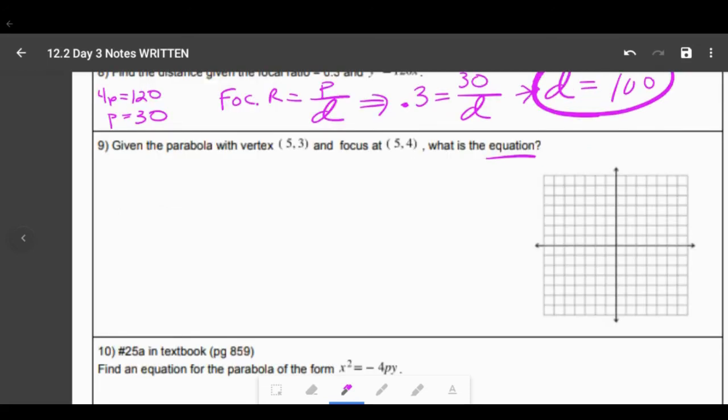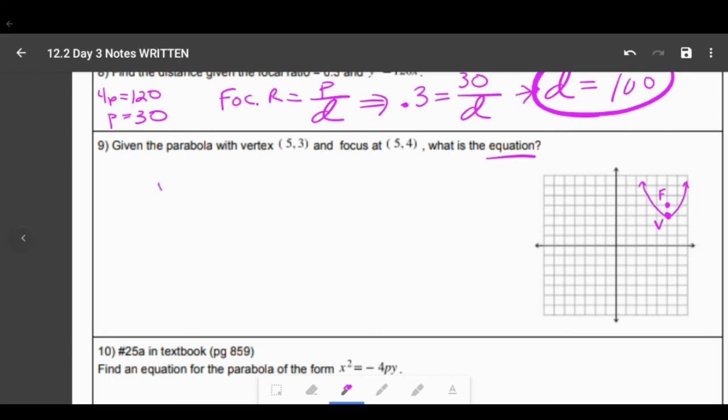Okay. So what I would do first thing is plot what you know. When in doubt, draw it out. So if I go out 1, 2, 3, 4, 5, and 1, 2, 3, and put my vertex right there, and my focus is 5, 4, so there is my focus. You should see that this is opening upwards.